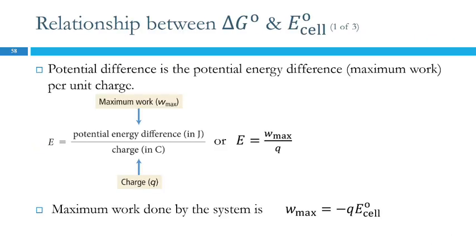Okay, so potential difference is the potential energy difference per unit charge, and that is the maximum work. So we can say that the potential is the potential energy difference per unit of charge, and this is equal to the maximum work. This is charge Q. So E then equals work divided by Q. So we could take this and rearrange it, and we find out that the maximum work is equal to negative Q times E cell.